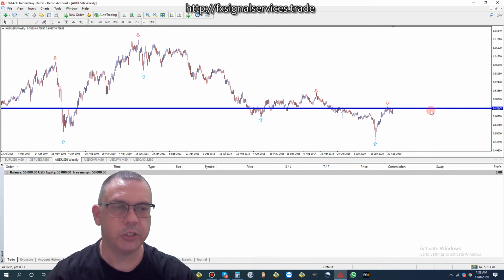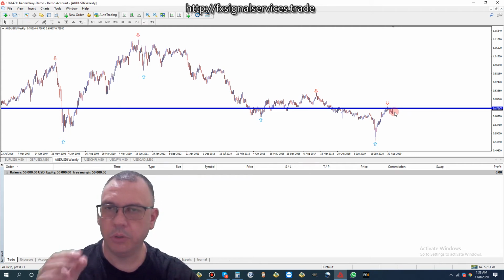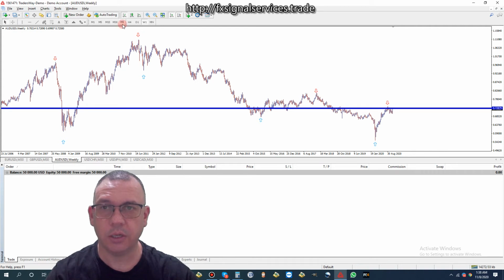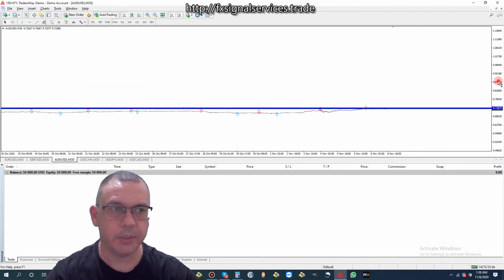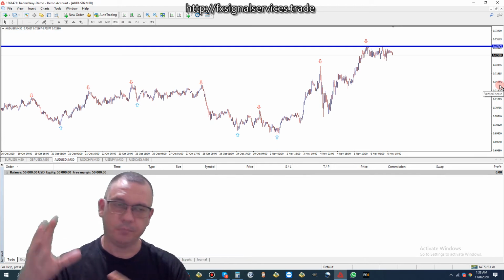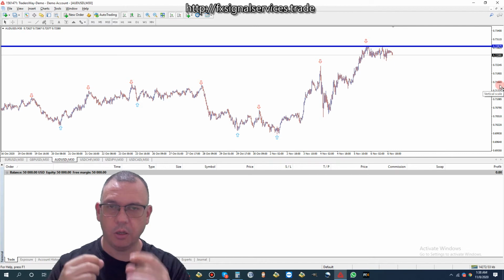If we look at the weekly chart, again, we see we have a red arrow, but no blue arrow. So we need to be looking to sell the Australian dollar, US dollar this week, okay? So my recommendation is to keep your charts on a 30-minute time frame, and then look for sell opportunities only. Sell on the red, close on the blue.